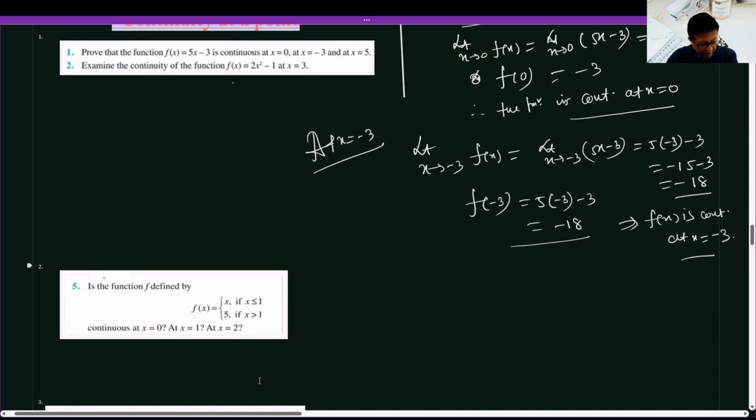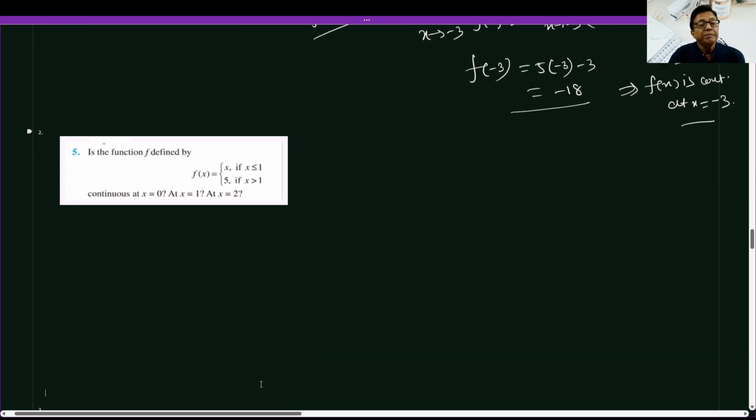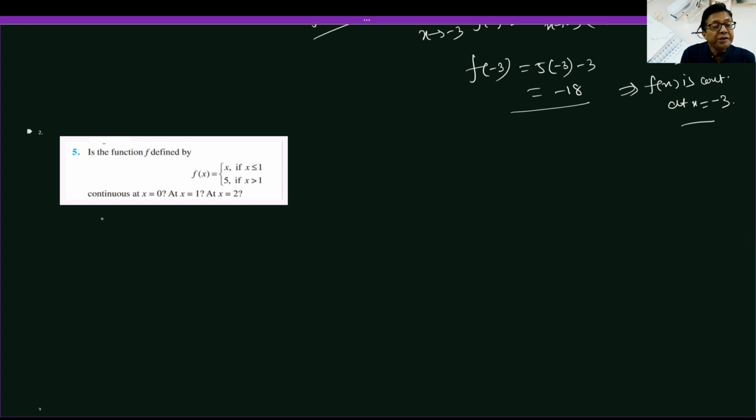Is this function continuous at x equal to 0, at x equal to 1, and at x equal to 2? See, if you are confused, then I'll tell you, let me do this sum for all three parts. At x equal to 0, what part of the function is there? We'll be observing that only. For x equal to 0, we'll be taking this part. What is limit x tending to 0 of f(x)?